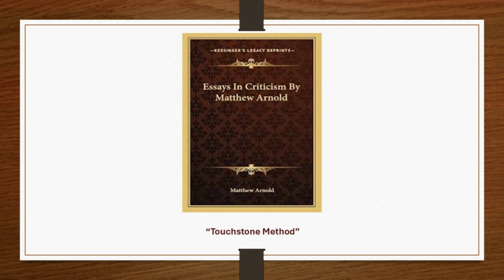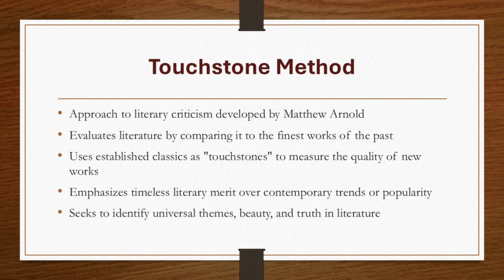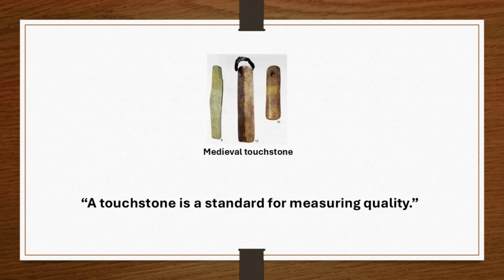In his work, Essays in Criticism, Arnold argued that critics and readers should use great passages from classical literature as a touchstone or standard to determine the value of other works. If a piece of literature evokes the same profound response as these exemplary works, it can be considered truly great. Just like a touchstone is used to test the purity of gold, Arnold's method uses the most admired literature as a benchmark for quality.